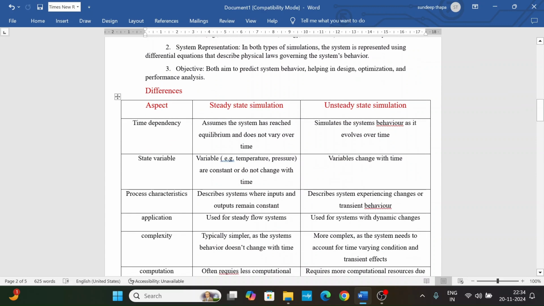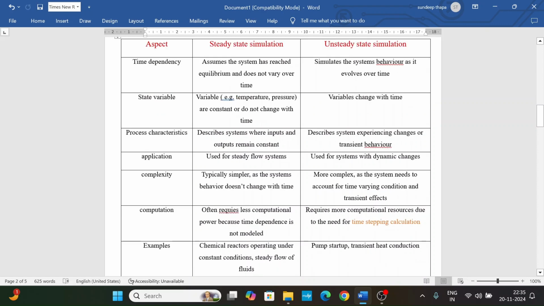So now the differences, the time dependency. Like I said, steady state does not change with respect to time. So it assumes the system has reached equilibrium and does not change with respect to time, whereas transient simulates the system behavior as it evolves over time. Steady state describes a system where input and output remain constant, meaning whatever mass is entering the system should leave the system, whatever energy is entering the system should leave the system.